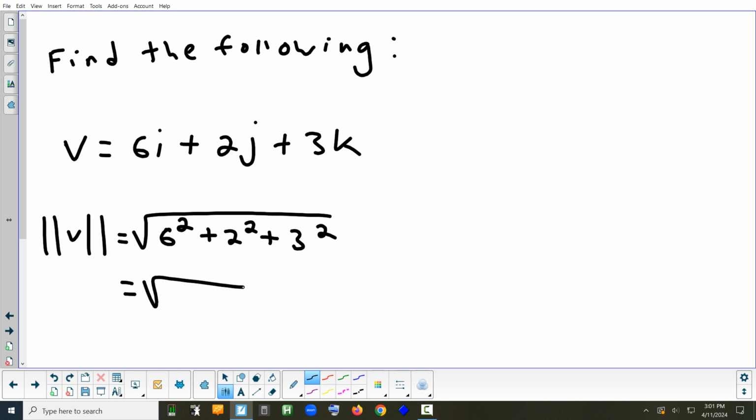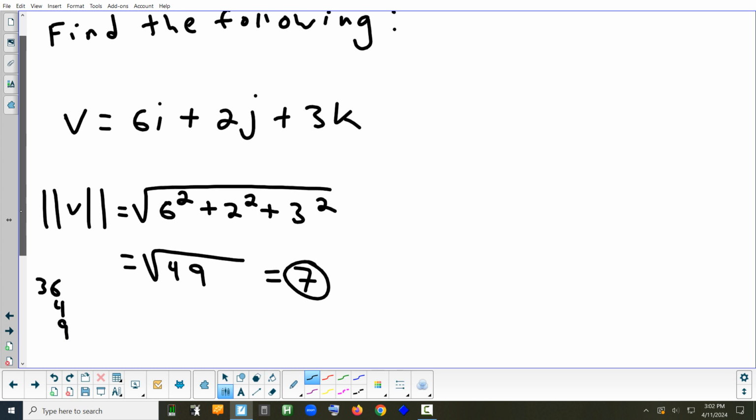And what's 6 to the second power? 36. And 2 to the second power? 4. And 3 to the second power? 9. Okay, if you add those up, you get 49, which means that the magnitude of this vector is 7. And what is the magnitude? It tells you how long something is, so this vector is 7 units long.